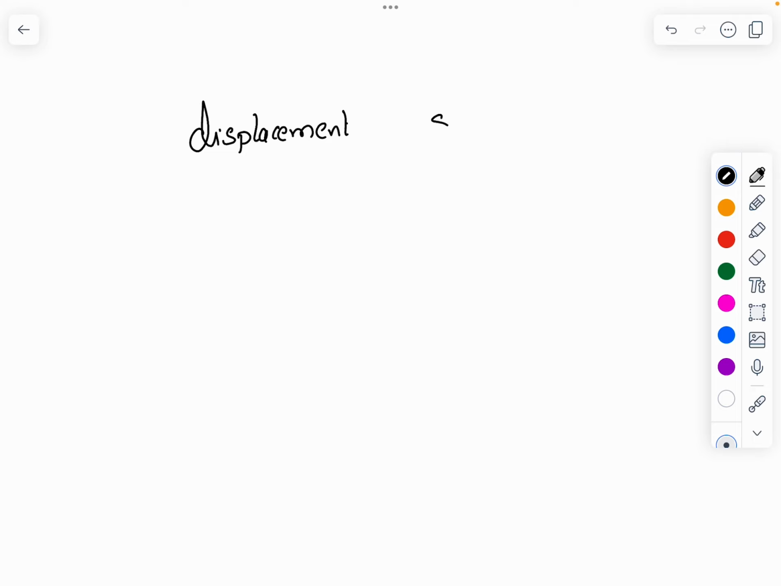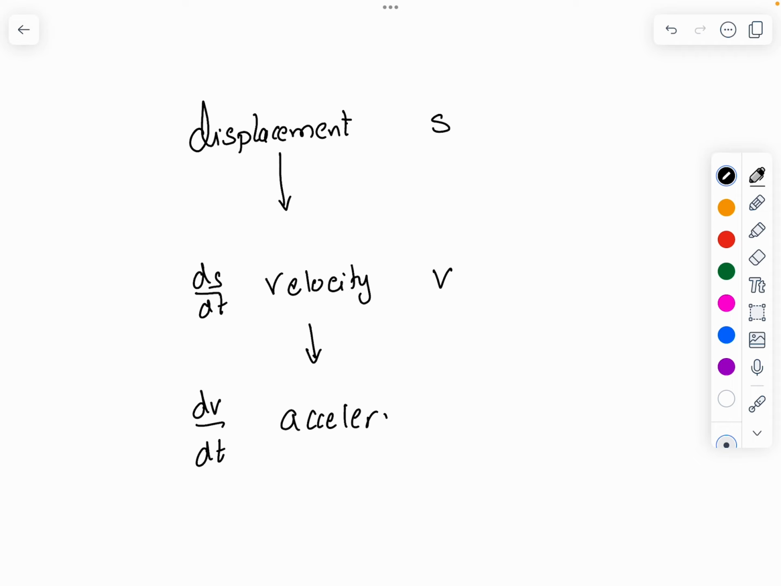Displacement is denoted by s. If I take the derivative of the displacement, ds upon dt, it is going to give me the velocity, which is nothing but v. And if I take the further derivative of velocity, dv by dt, it is going to give me the acceleration. So displacement to velocity, and velocity to acceleration, is nothing but differentiation.